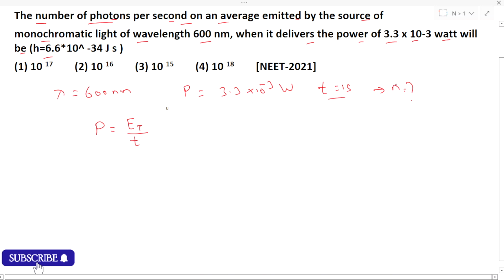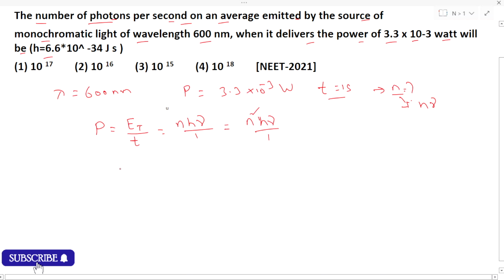We take that n photons are emitted per second. The energy associated with each photon will be h nu. Then the total energy will be n h nu, divided by time 1. So P is equal to n h nu by 1. Now, what are we supposed to calculate? We are supposed to calculate n.